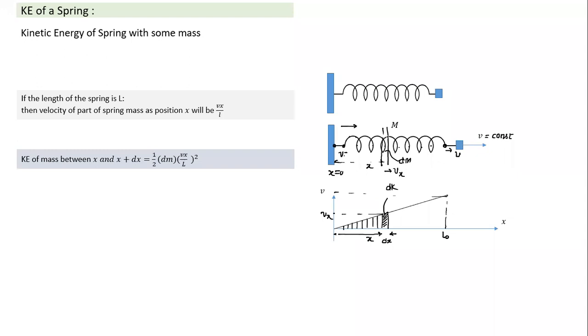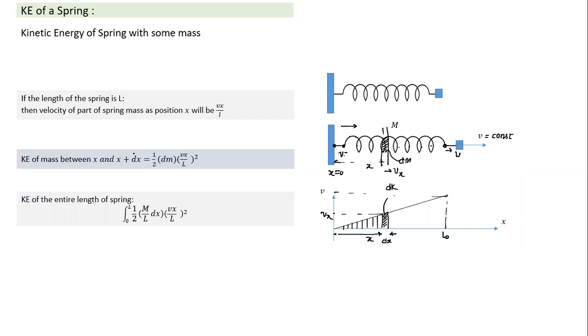Well, we have taken a small part of the mass, and since the x coordinate has not changed much, dx being infinitely small here, the velocity for this part can be assumed to be constant, equal to Vx. So the kinetic energy is equal to 1 by 2 dm into the square of the velocity.